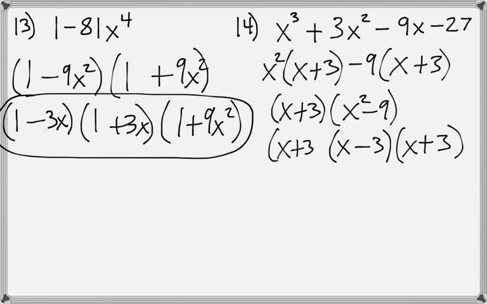And the x plus 3. So this is our answer. I can't factor any further. I can combine these ones. So I have 2 of them. I have 2 x plus 3's. So I can actually write this as x plus 3 squared times x minus 3. And that would be your final answer.